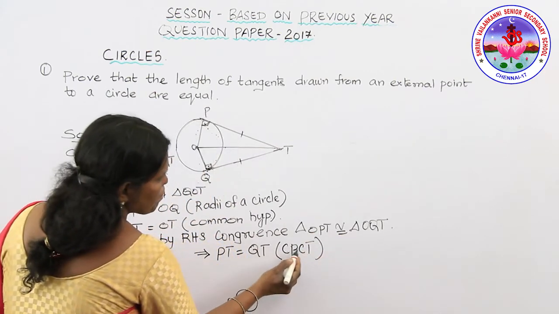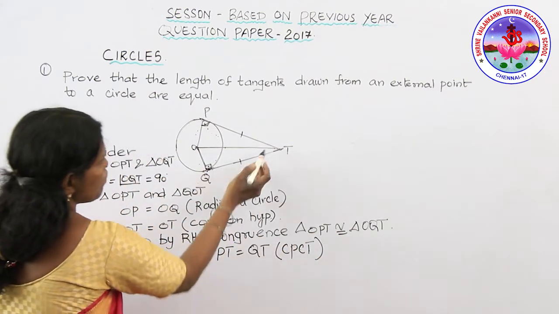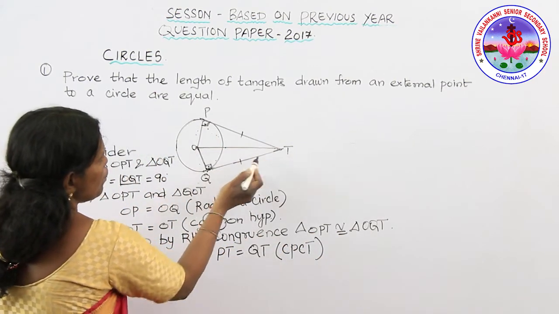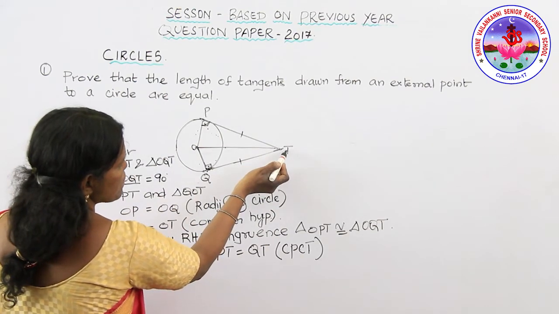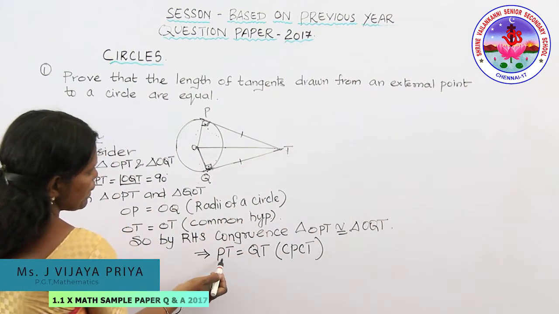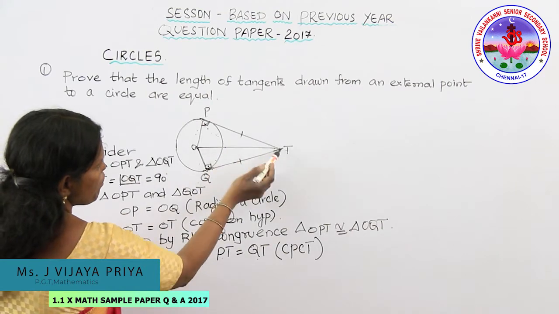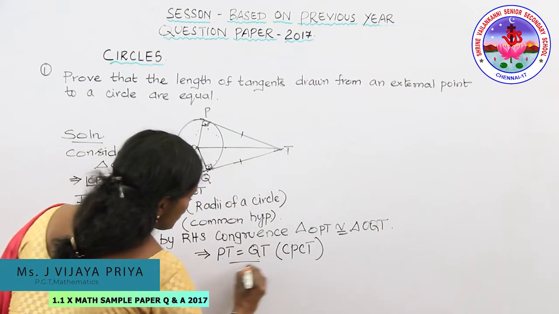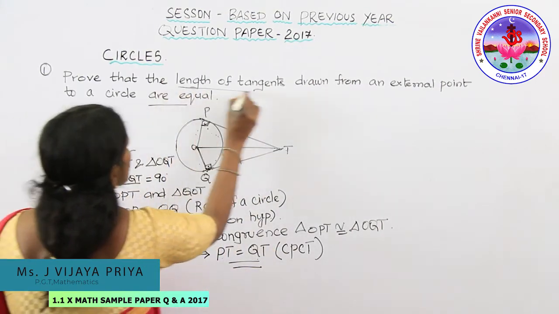That is, corresponding parts of congruent triangles, where PT and QT are the two tangents drawn from an external point T. So I proved that the lengths of the tangents drawn from an external point to a circle are equal. Hence, I proved this theorem.